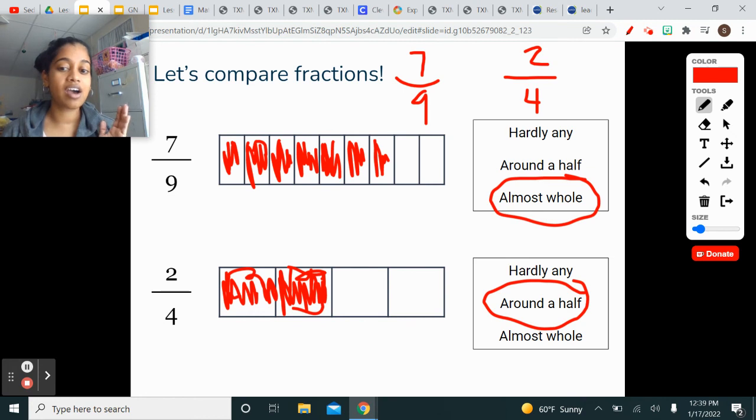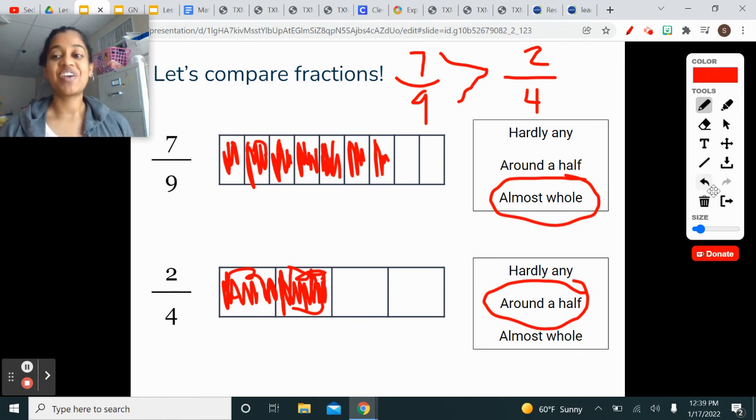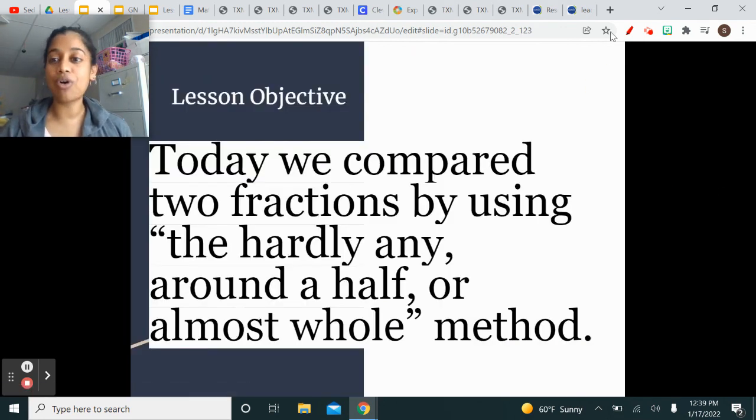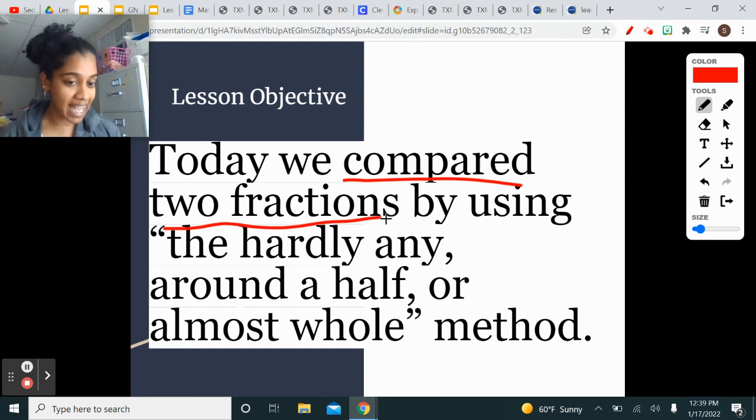So I know that almost the whole thing is more than around a half. So looking at that, I know that 7/9 is larger, or is greater than 2/4. So that's my comparison statement right there. All right, fantastic. So let's go over what our lesson objective was today. Today we compared two fractions by using the hardly any, around a half, or almost whole method. So this is another way we can compare fractions to see which one's larger and which one's smaller.